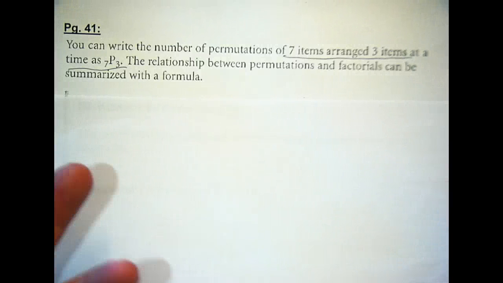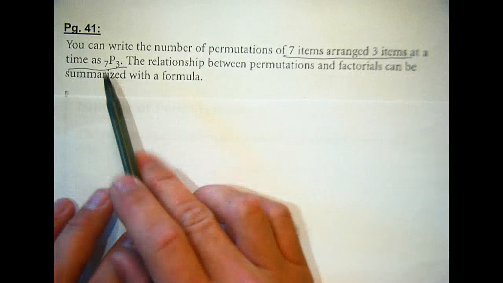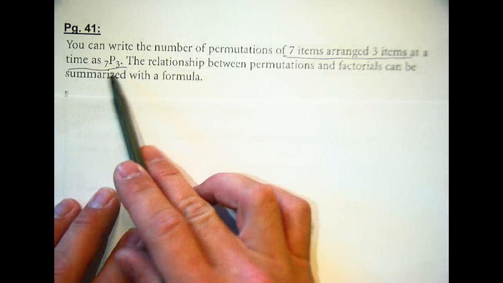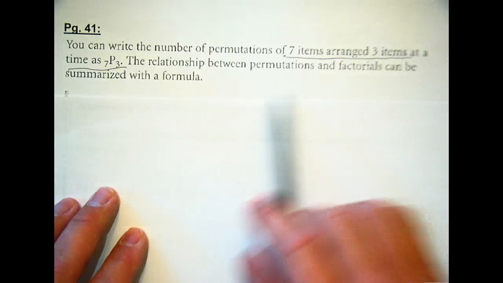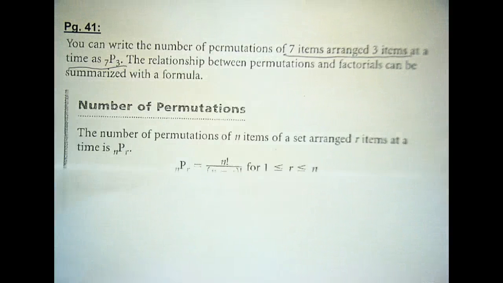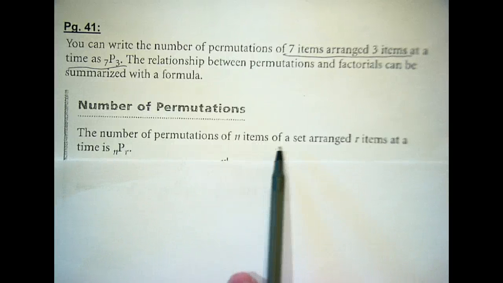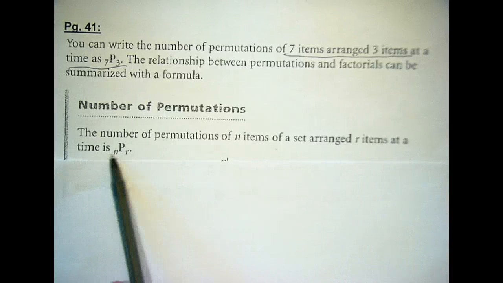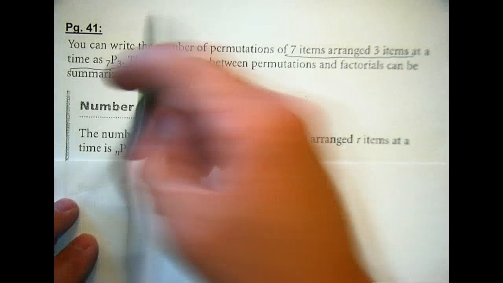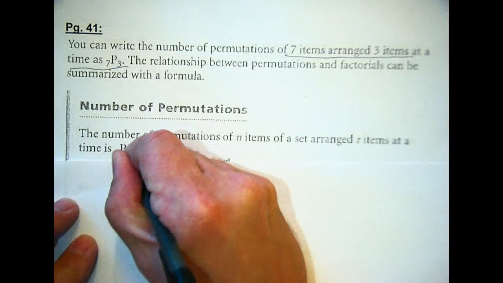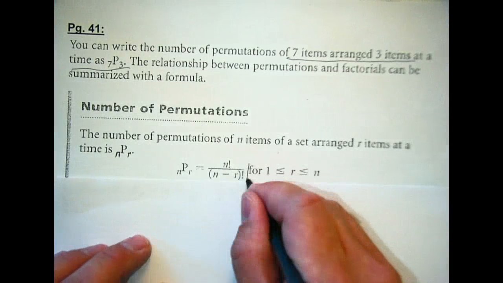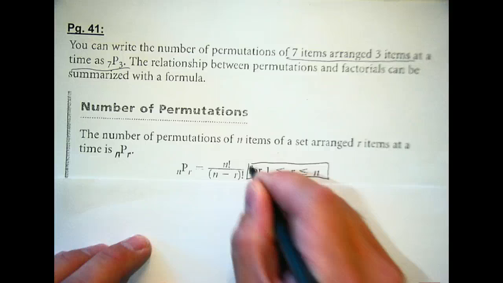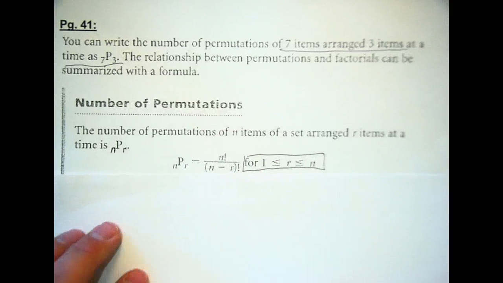Later in the year we're going to talk about combinations, but for now it's 7P3. Eventually you're going to see what's called 7C3. But let's get this formula down. The number of permutations of n items of a set arranged r at a time is nPr, n permutation r. That is the formula right there. Ignore this piece just for a minute. Just copy down this chunk.